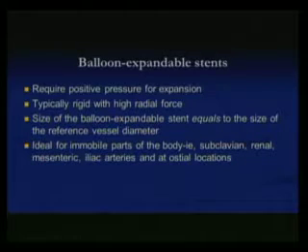It requires positive pressure for expansion. It's very rigid with a high radial force. Whatever the vessel size is, go with the same size stent. You can overinflate it. And this is mostly for the immobile part of the body, like subclavian, renal, mesenteric, iliac, and at the osteal location, and where you have to have precision, you use balloon expandable stent.